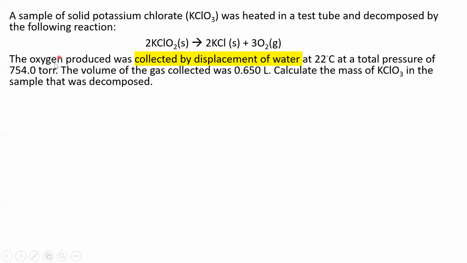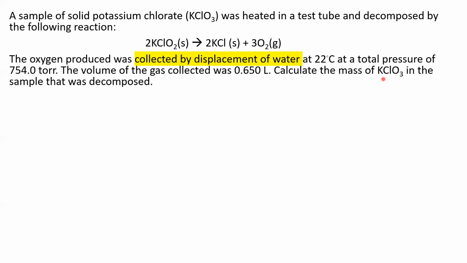So we want to look at the oxygen gas that was produced. Okay, it's collected over water at 22 degrees Celsius. The total pressure of the gas above the water is 754 torr. The volume of the gas is 0.650 liters. And we want to calculate the mass of potassium chlorate that was originally decomposed.